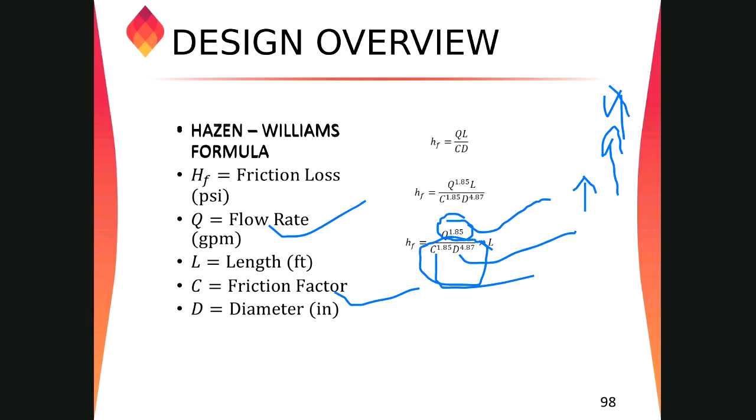So if you are putting a flow of 500 GPM in a 2-inch pipe, or let's say a 1.5 inch pipe, you may need a pressure of around 200 psi or more than that. You need more pressure to overcome the friction losses. It's not possible.